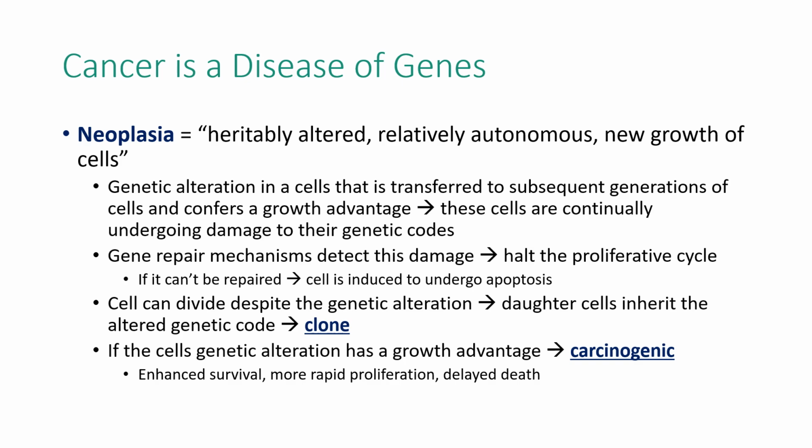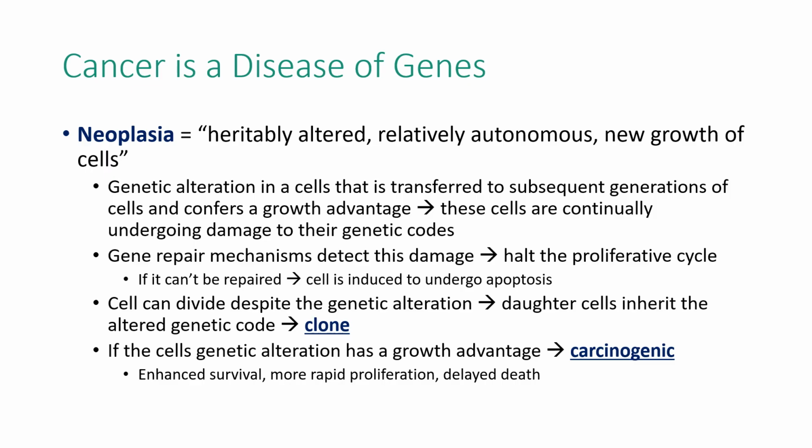This is where we revisit the definition of neoplasia, and this part matters. Neoplasia equals hereditably altered, relatively autonomous, new growth of cells. Heritable here does not mean inherited from parents. It means passed from one cell generation to the next.